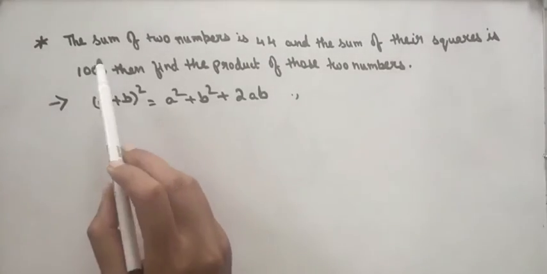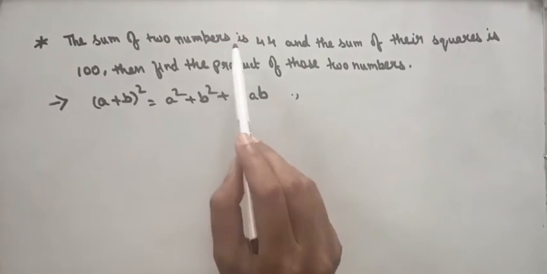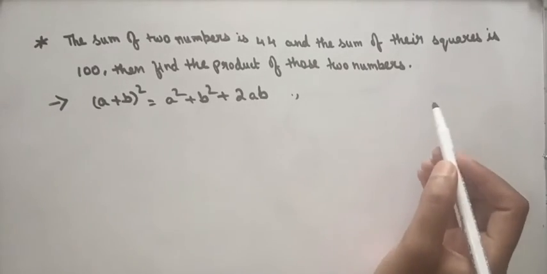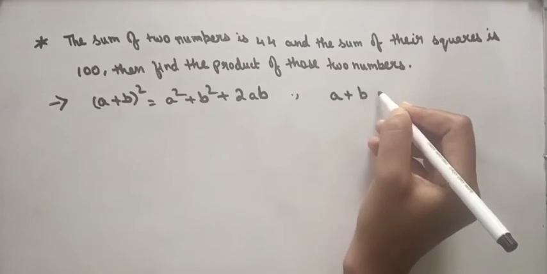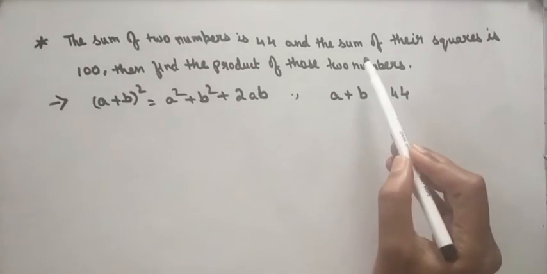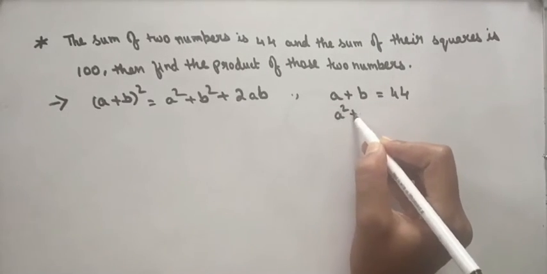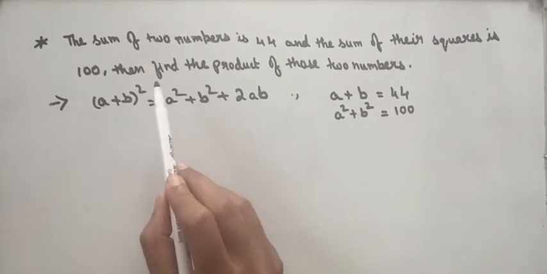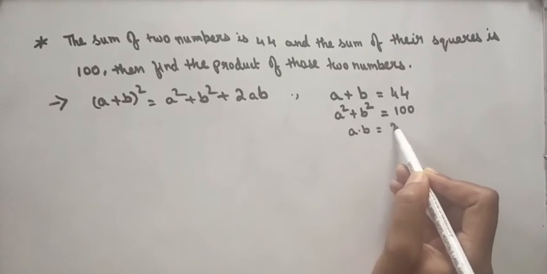Now, we will write down the information given in the question. Alright. The sum of two numbers is 44. So what are those two numbers? Let us suppose A and B are the two numbers. Okay. Now A plus B equals to 44 because sum of two numbers is 44. Now sum of their squares is 100. Okay. Now what we have to find out? The product of those two numbers means A into B equals to question mark.